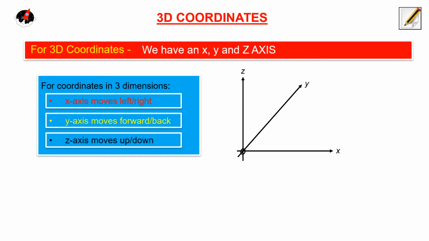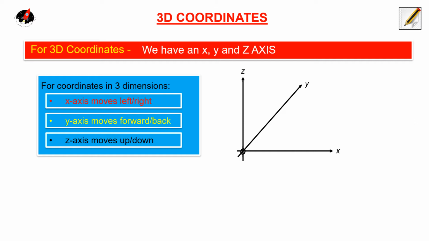So the direction of the arrow indicates the positive direction. So we can see here that in the x-axis, the positive direction is to the right, sorry, and the negative direction is to the left as normal. For the y-axis, the positive direction is moving forward and the negative direction would be moving backwards. So that's kind of towards yourself, if you like, out of the page. And then for the z-axis, the positive direction is moving up and the negative direction is moving down.